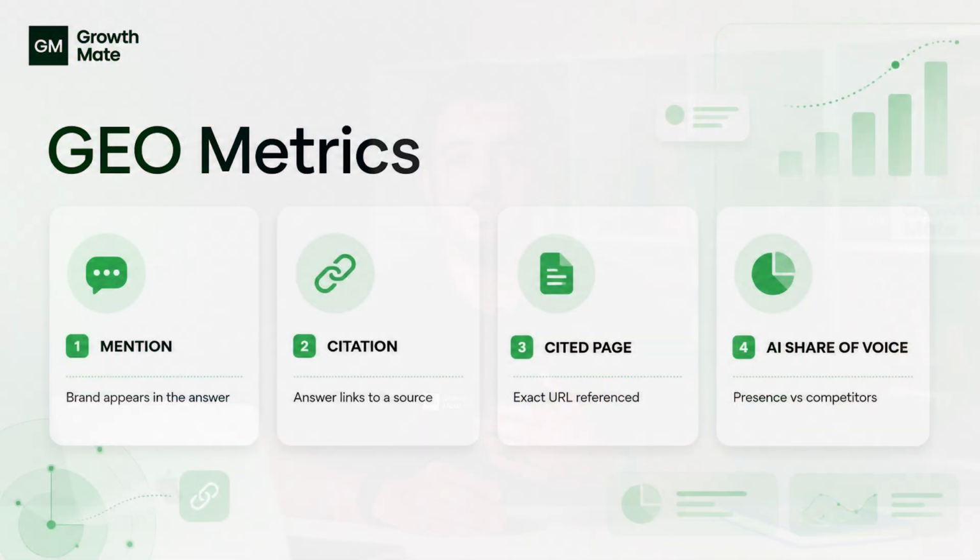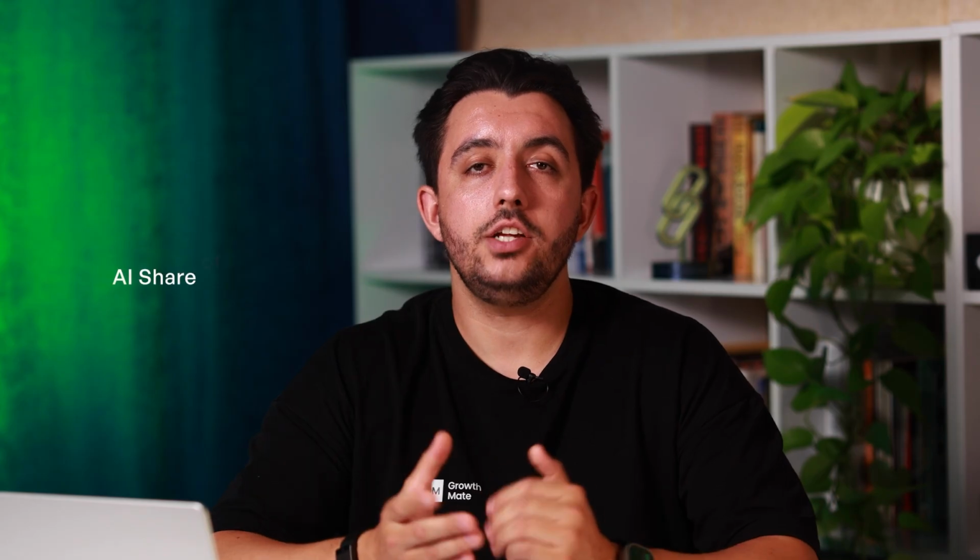There is no single universal standard for GEO measurement. Therefore, divide performance into several separate levels like mentions, citations, cited pages, and AI share of voice. Mentions. A mention occurs when the brand appears within the answer's text. Citations. A citation occurs when the answer links to a source page. Cited pages. Cited pages are exact URLs referenced within responses. AI share of voice. AI share of voice compares visibility against selected competitors.